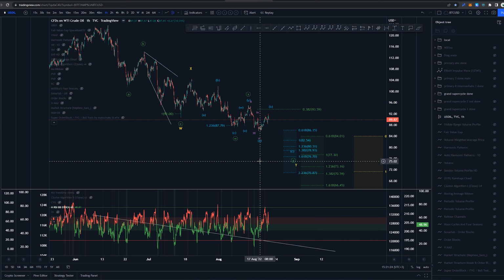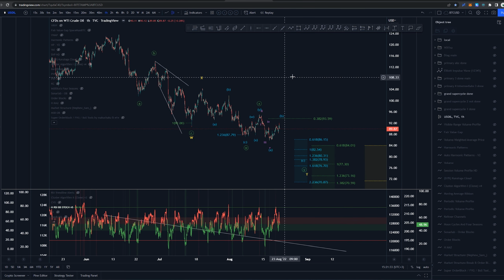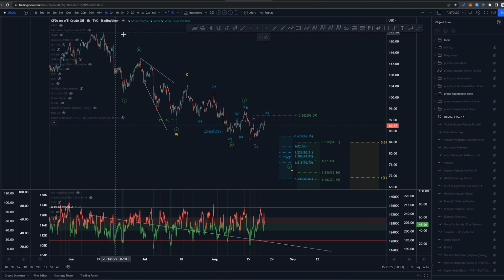I'll cover wave analysis with Elliott wave theory and provide multiple scenarios a price may take and explain why I prefer one count over another. Let's take a look at the different possibilities, starting here on the 1 hour time frame with crude oil.